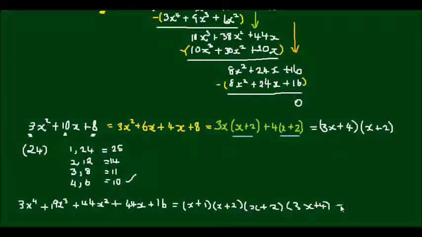So we've got 2 x plus 2 terms, so we can write that as an x plus 2 squared. So x plus 1, x plus 2 squared, times 3x plus 4. So that's the gist of the factor theorem and factorizing polynomials.